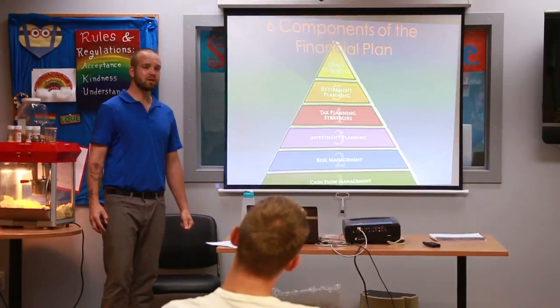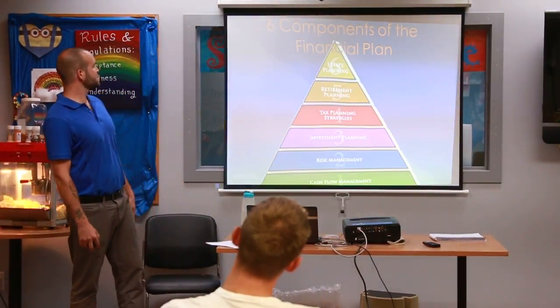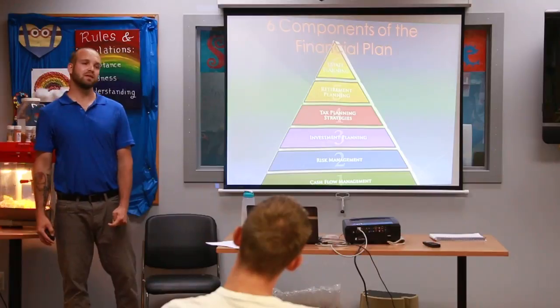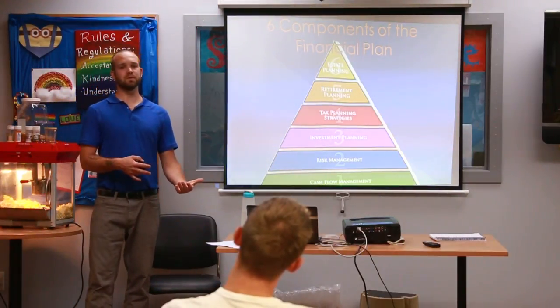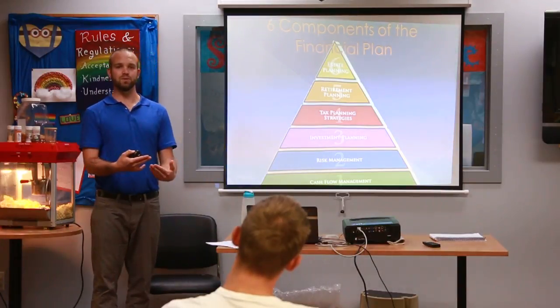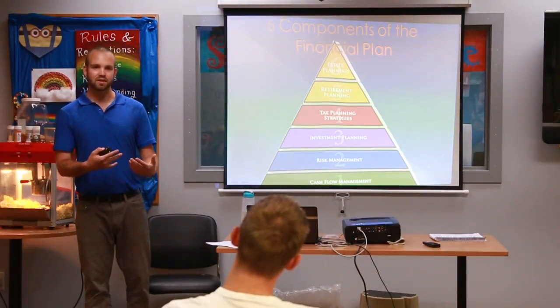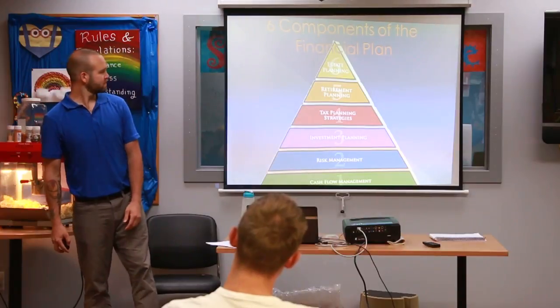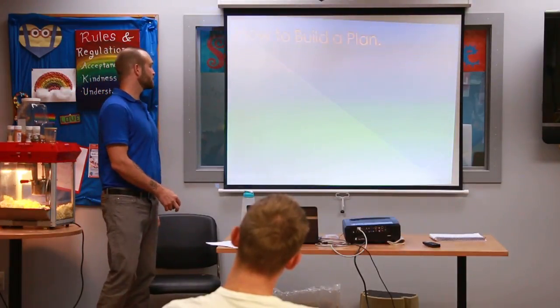Touched on retirement planning quite a bit, and number 6 is estate planning. Estate planning is important for some people, less important for others. Estate planning really is what happens after you die, and it's the legacy that you want to leave behind. Those are the 6 components of the financial plan.